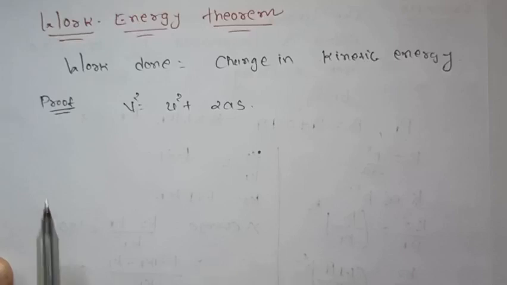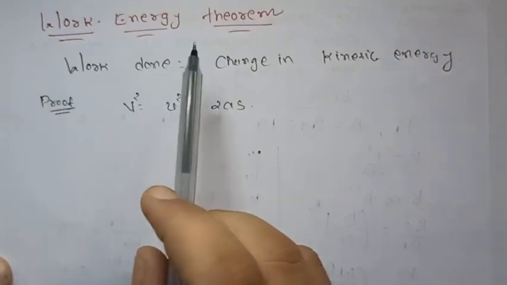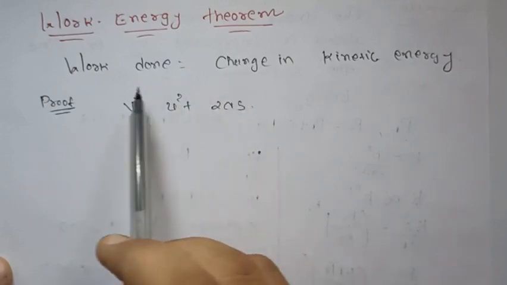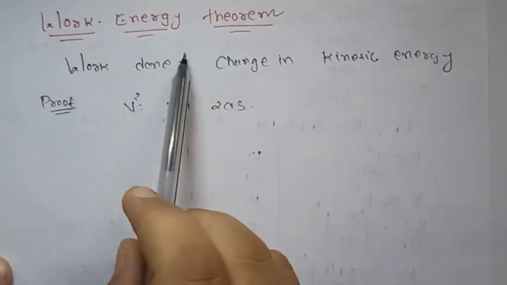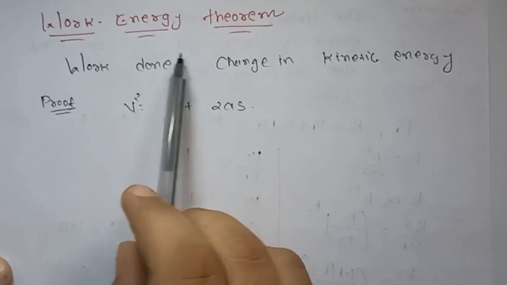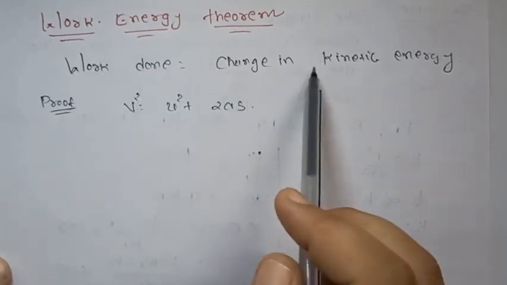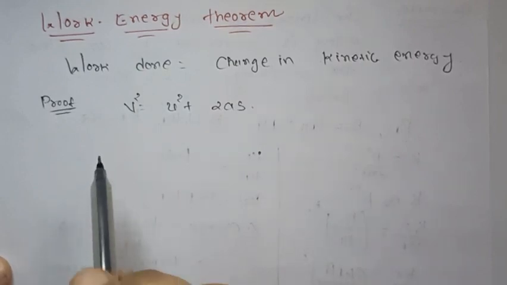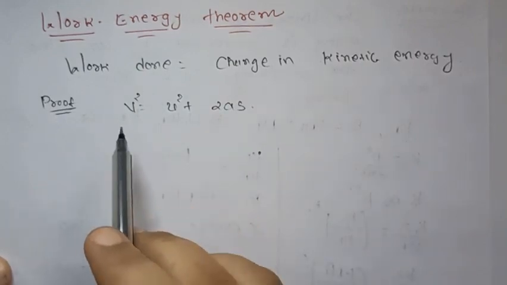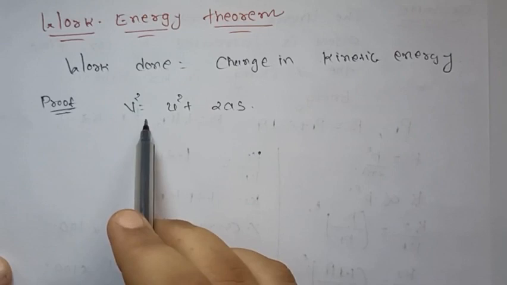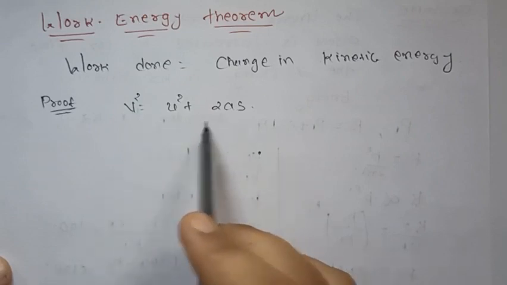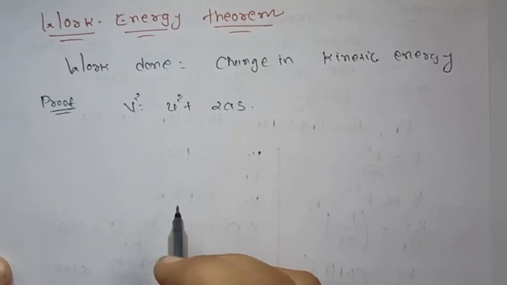Now, let us discuss the work energy theorem. That is, we want to derive a relation between work and energy. According to the work energy theorem, the work done is equal to the change in kinetic energy. So let us prove that. We know the equation of motion, that is v square is equal to u square plus 2as.